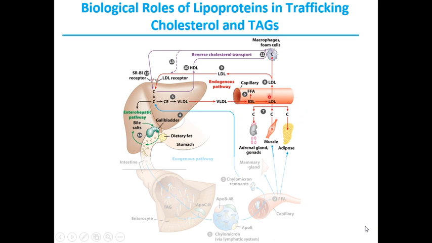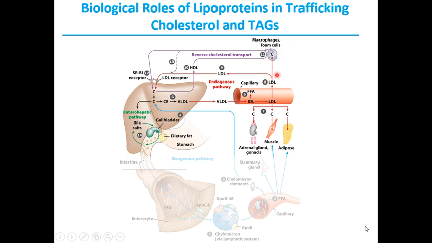Now, these tissues have plasma membrane LDL receptors that recognize ApoB100 and mediate uptake of cholesterol and cholesterol esters. And that is how cholesterol from the liver gets to other tissues. LDL also delivers cholesterol to macrophages, sometimes converting them into foam cells. We'll talk about foam cells in a little bit.